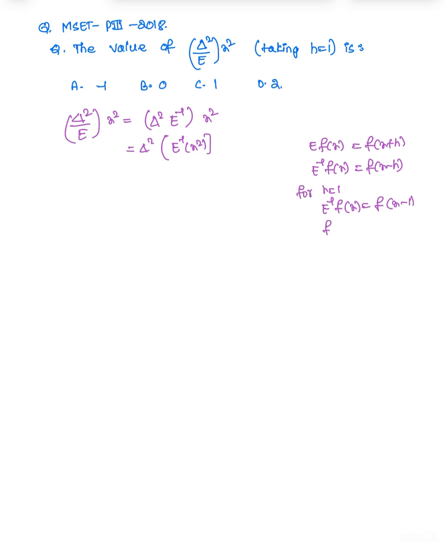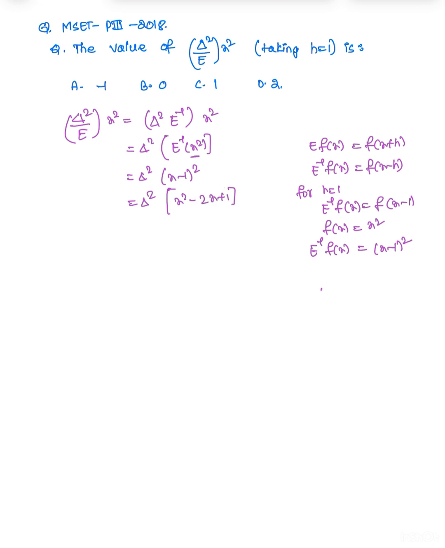Now f of x is equal to x square, we are having x square. Now E inverse of f of x will be x minus 1 whole square. So this is delta square of x minus 1 whole square. So for this, x square minus 2x plus 1.